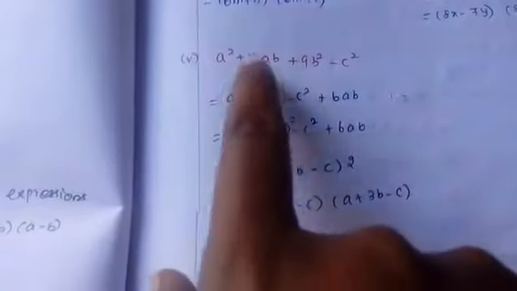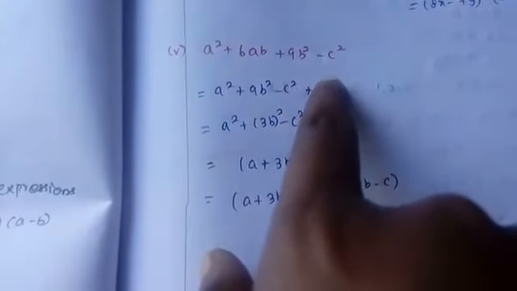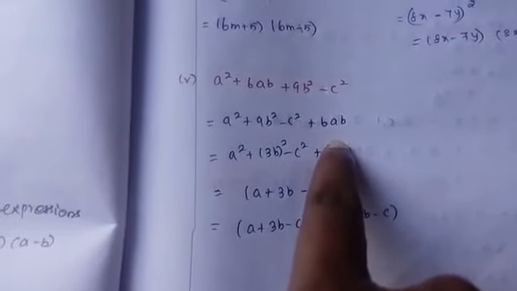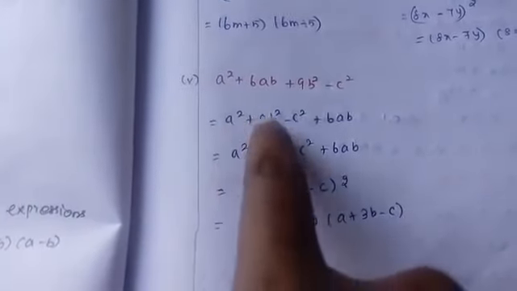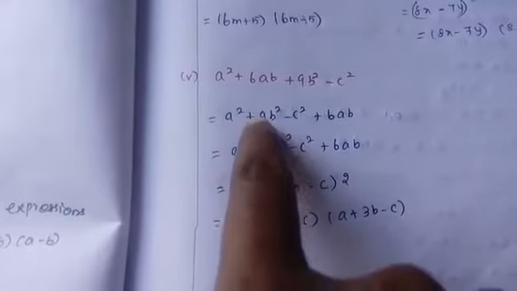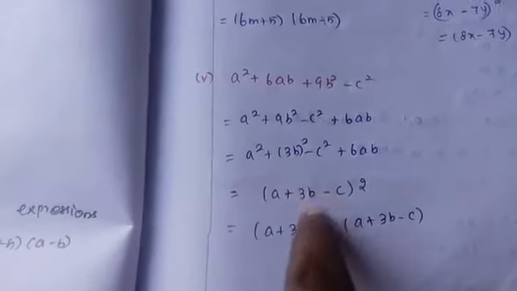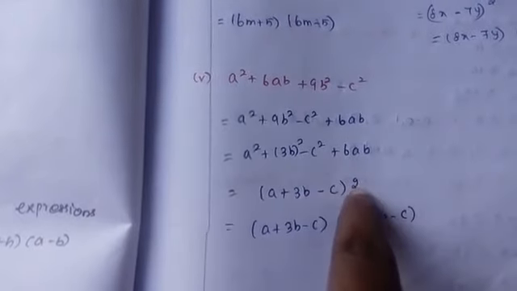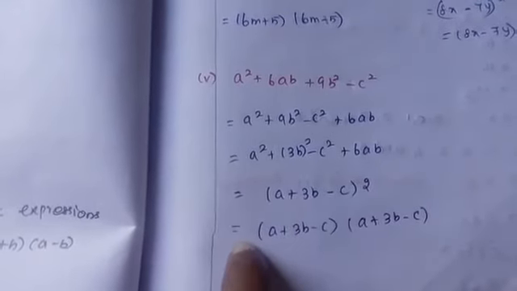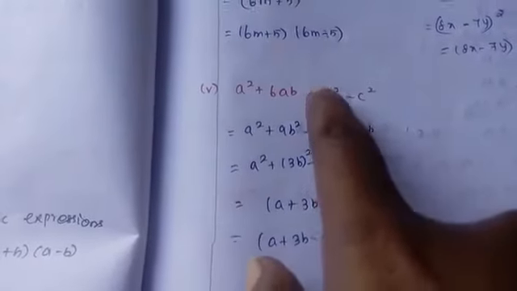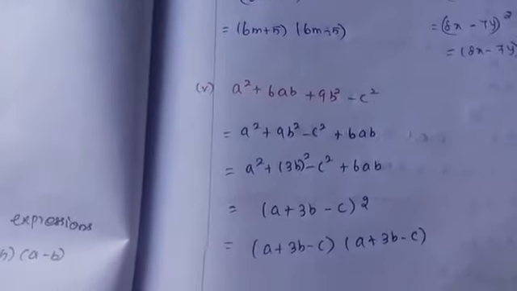Next sum, a square plus 9b square minus c square. Square terms write first, and then the last simple term. It can be written as a square. 9b square, 9 can be written as (3b) the whole square, then c square. In between minus, you mention the minus square at last. 2 times multiplication: (a plus 3b minus c), (a plus 3b minus c). Here 9 can be written as 3 squared. It's very essential.